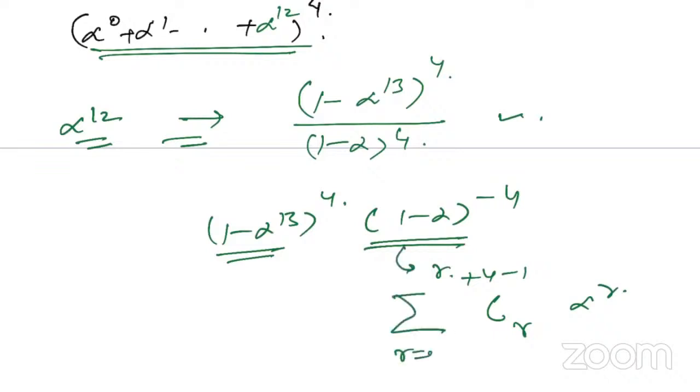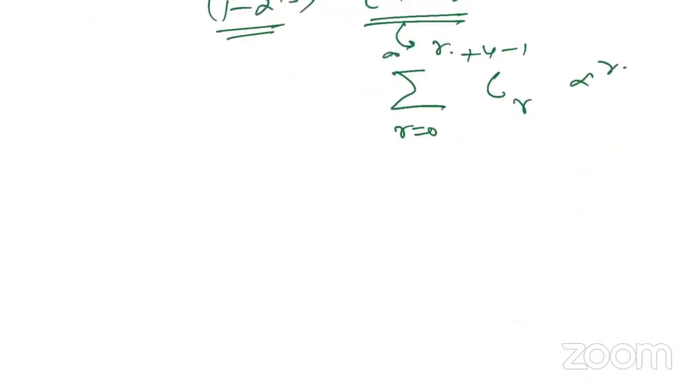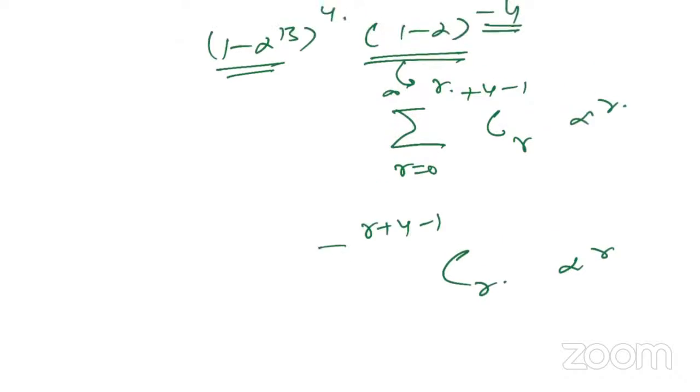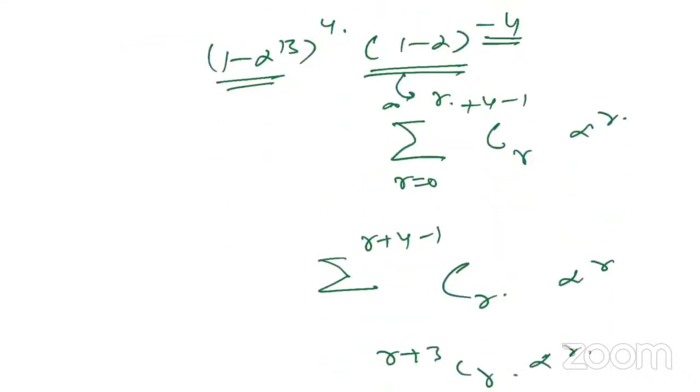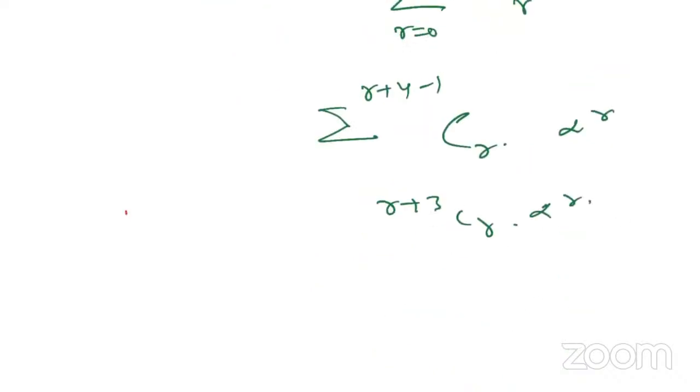Its expansion, r is equal to 0 to infinity, you can go. And for this case, minus 4, I'm taking as plus 4. So this is alpha to the power r, (r plus 4 minus 1) C r, that's r plus 3. So this is coming as (r plus 3) C r alpha to the power r, and this expansion is nothing but 1 minus 4C1 alpha to the power 13 plus 4C2 alpha to the power 26 and so on.